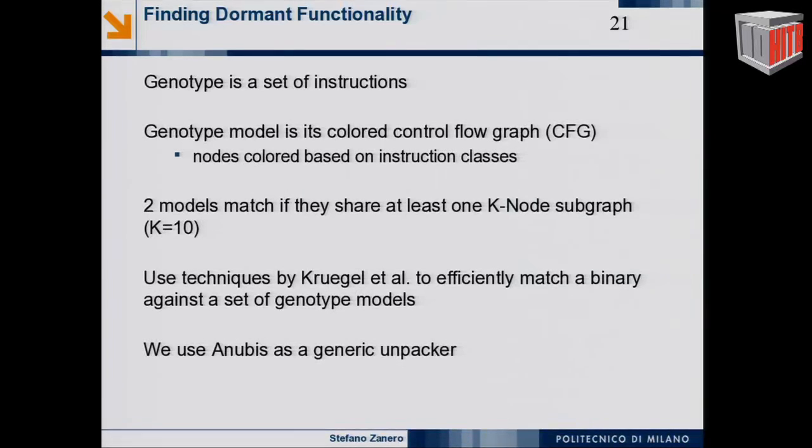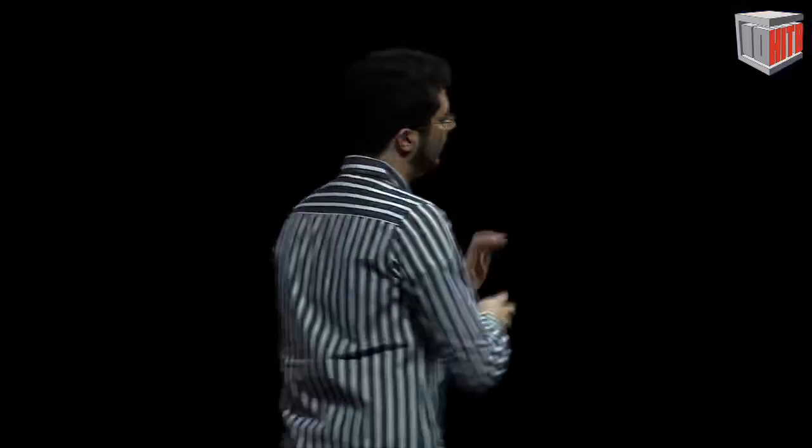So since the genotype is a set of instructions, a sub-piece of the control flow graph of the malware, we model it by using its control flow graph colored with the type of instructions contained in each single basic block. We divide the x86 instructions into 14 categories, and according to the presence or absence of these categories of instructions, we color the block based on these instruction classes.